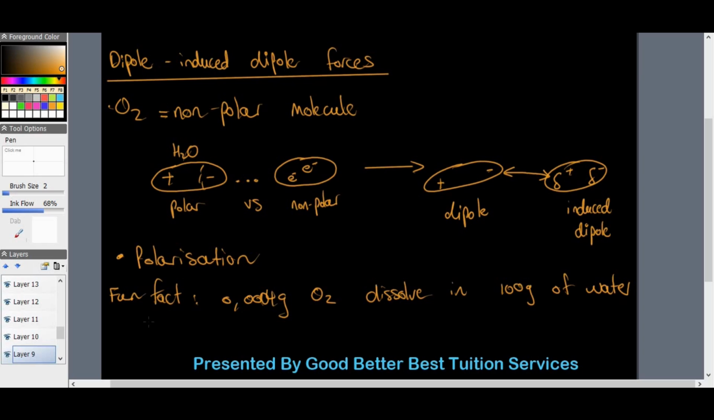0.0004 grams of oxygen will dissolve in 100 grams of water, but 0.7 grams, which is quite close to 1, of Cl2 gas will dissolve in 100 grams of water. I mean, both of these are gases. So it just shows you that chlorine is far easier to induce into a dipole in water than oxygen is, giving testament to the fact that oxygen dissolves to a very small extent in water.